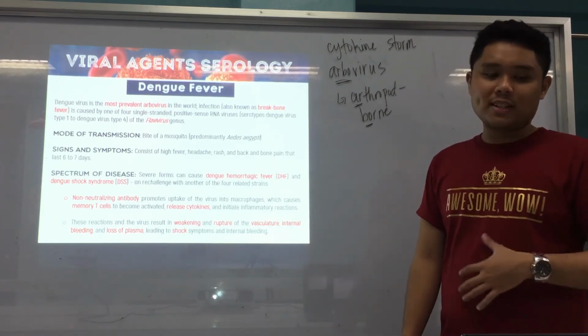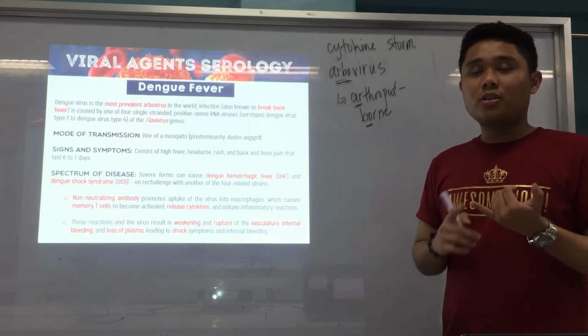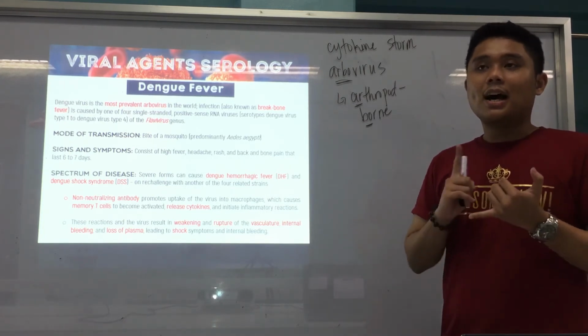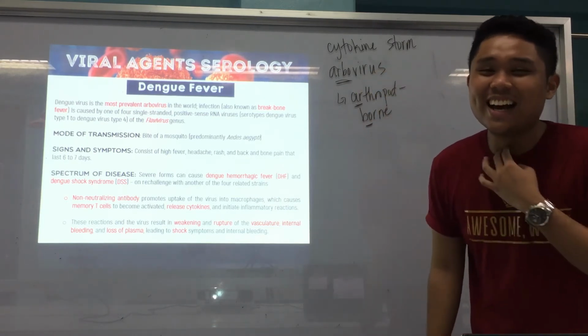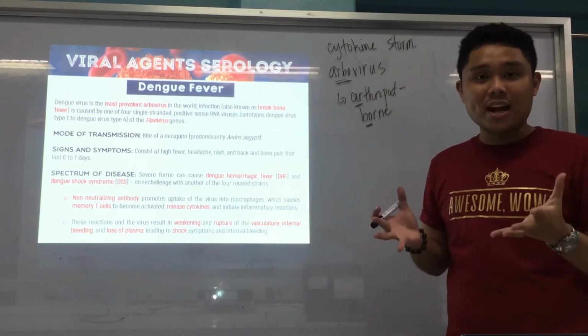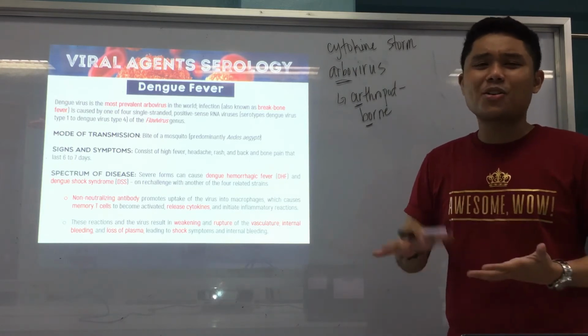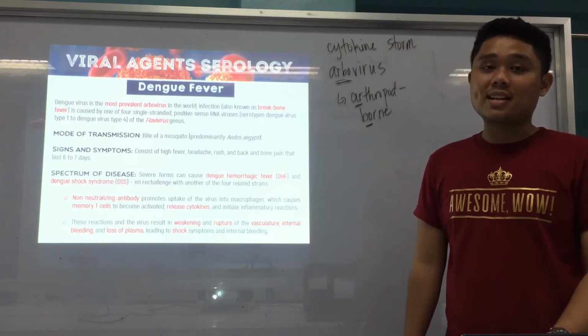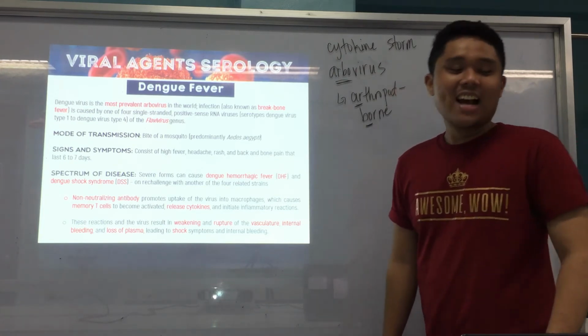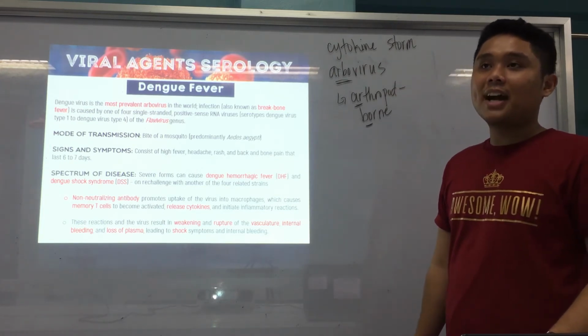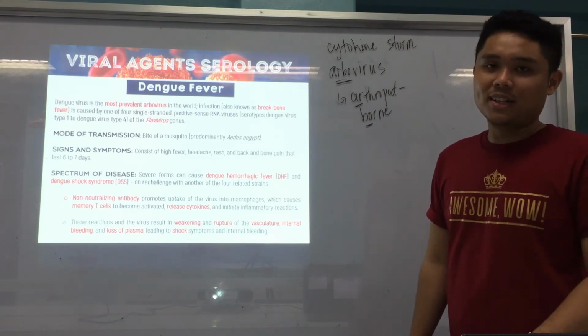So that's for the spectrum of disease. For treatment of dengue, there are no known antiviral agents. The treatment is only supportive, like bed rest and fluids, hydration, which is important in dengue. Joke lang, go, kaya mo yan. And vanilla ice cream, okay. Alright, bed rest and hydrate. Fluids are the important thing.